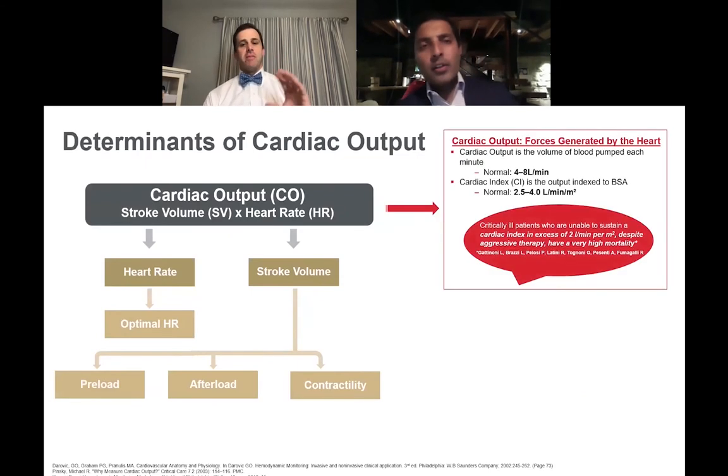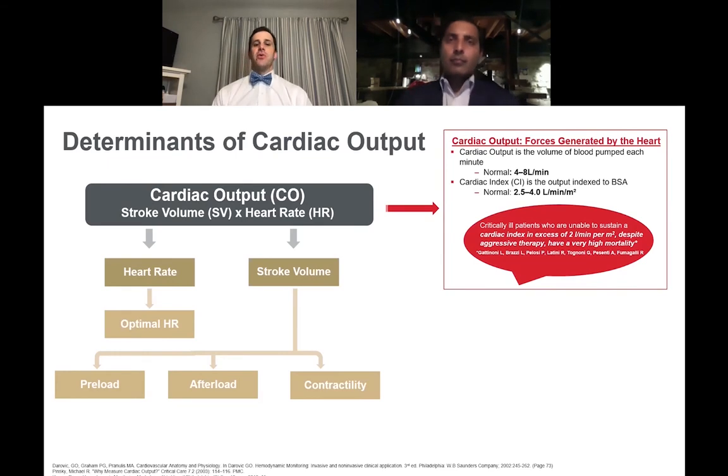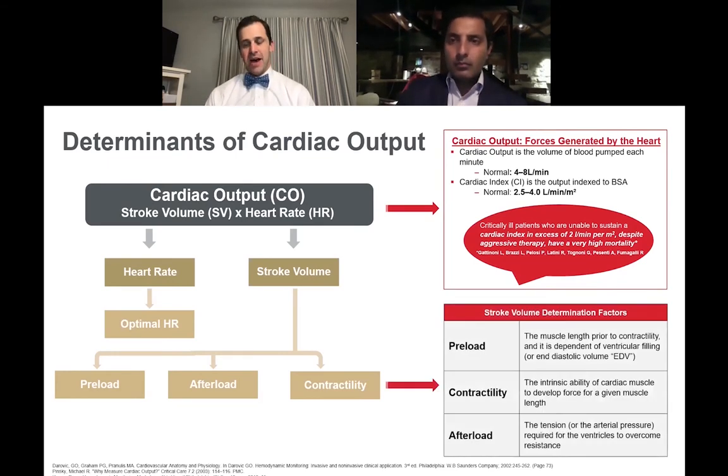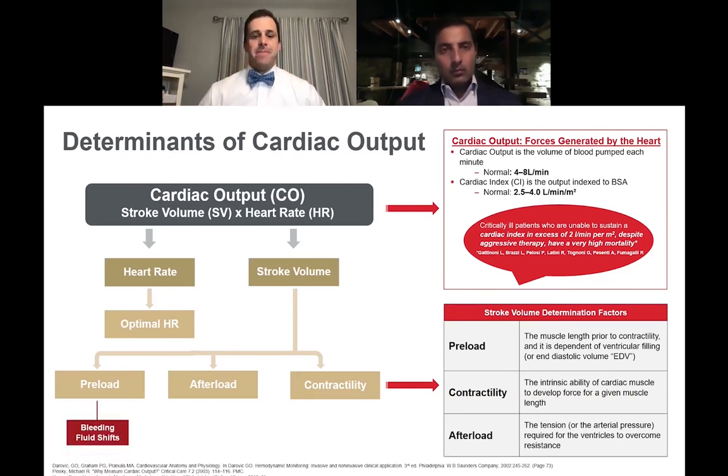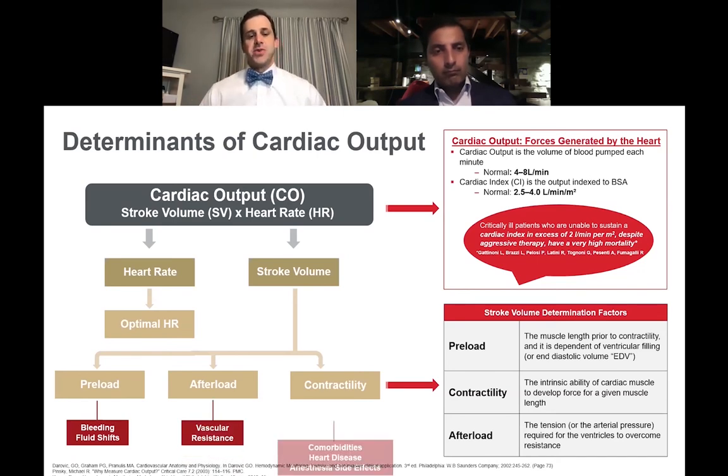So again, going back to 101 here, the determinants of cardiac output. Cardiac output equals heart rate times stroke volume, right? We learned that as medical students and in nursing school early on. But really, the ability to generate the optimal stroke volume, a lot goes into that. It's the preload. How full is the heart? It's the contractility. How well can it squeeze? Are there myocytes that work? And what is the afterload, or the load on the heart when it tries to eject?